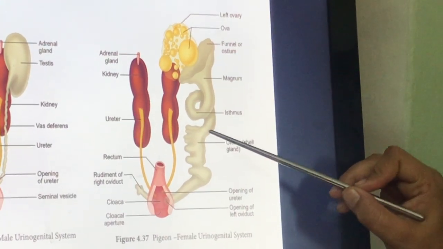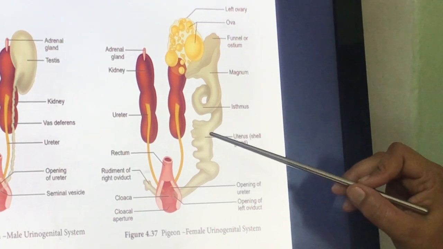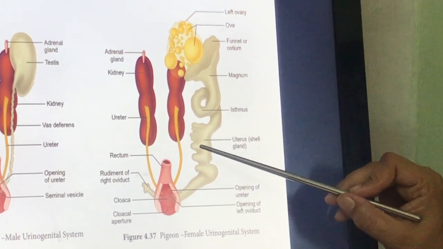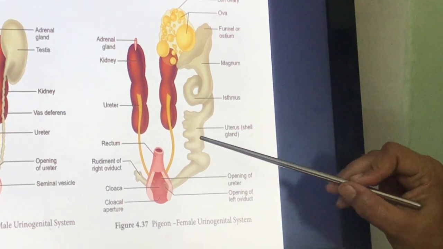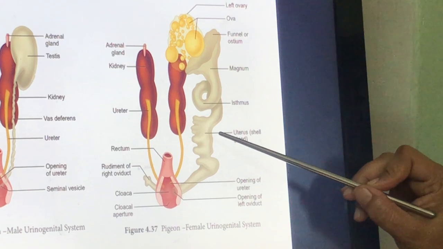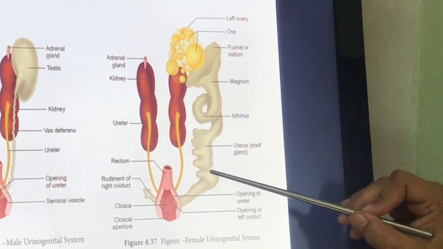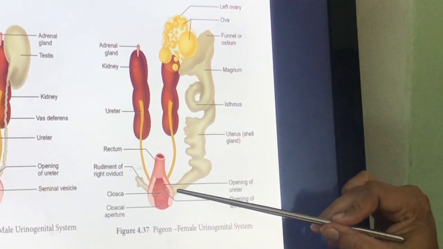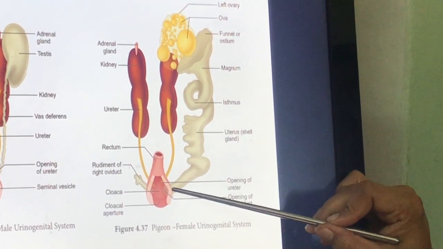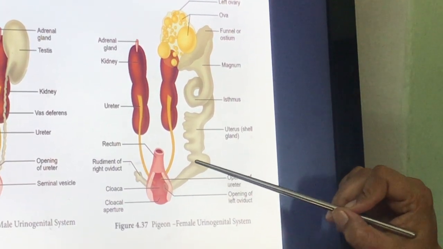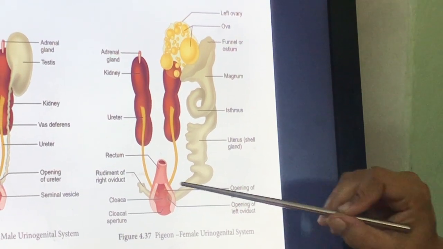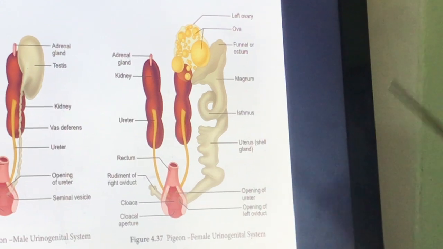It is followed by a swollen, irregular, glandular portion called the uterus, sometimes also called the shell gland. The lower portion opens into the cloaca and is called the vagina of the oviduct. So the vestigial right oviduct is all clear.